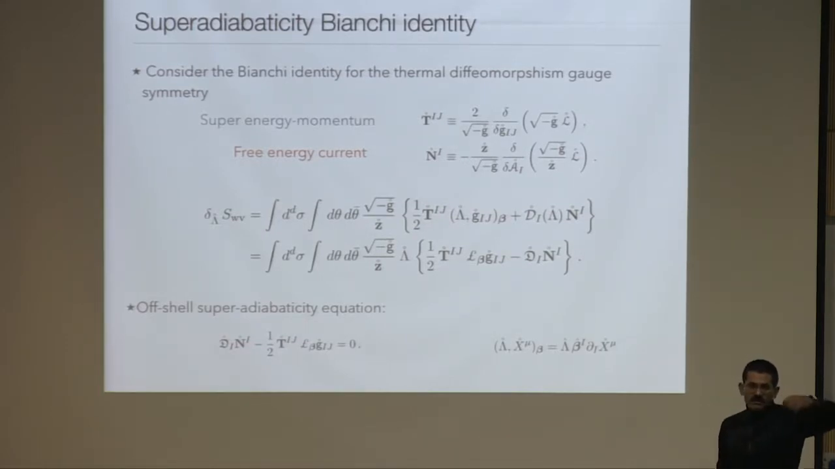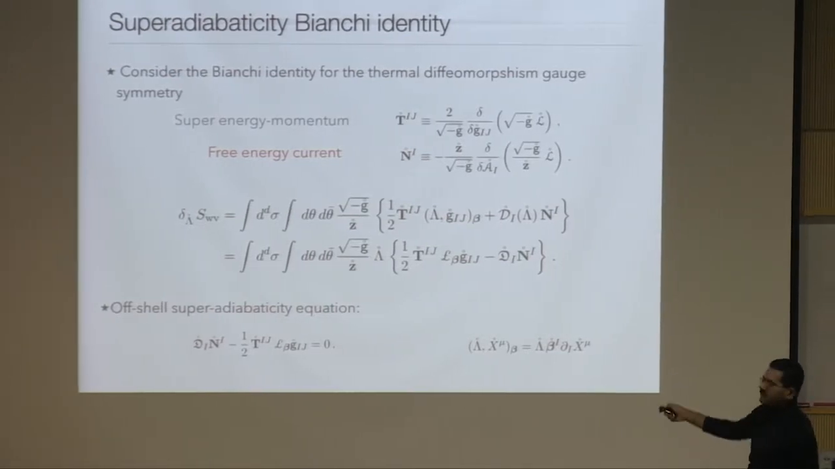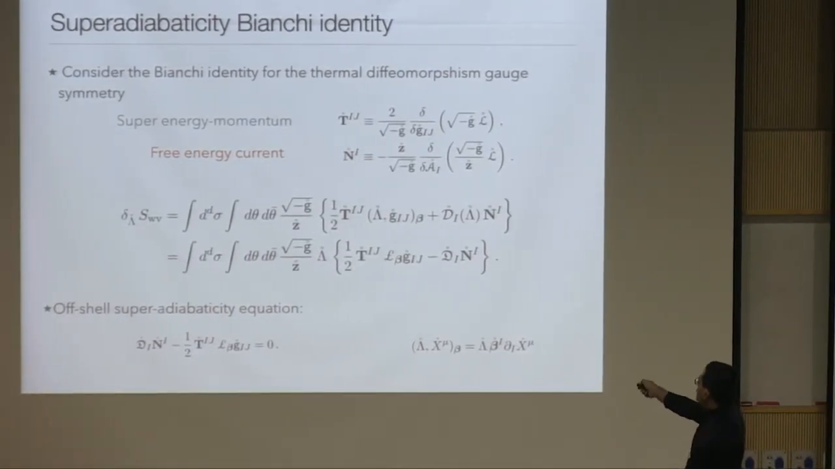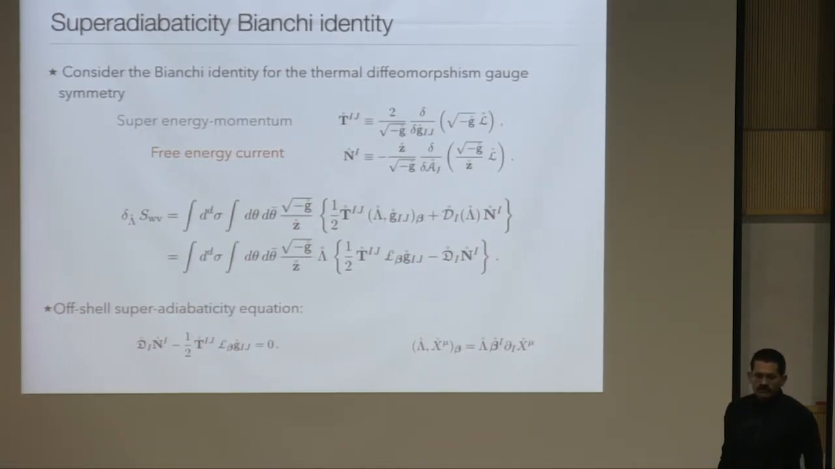So for the thermal diffeomorphism, I'm going to do a thermal gauge transformation, which means I have to ask how Gij and Ai transform as a function of some gauge parameter lambda. So let's come into the Lagrangian. First, I vary the Lagrangian with respect to Gij and then write down the gauge transformation of Gij itself. Then I vary the Lagrangian with respect to Ai and write down the gauge transformation of Ai. You know what the gauge transformation of Ai is? It's just the covariant derivative of the gauge parameter, because that's just the gauge field of the transformation.